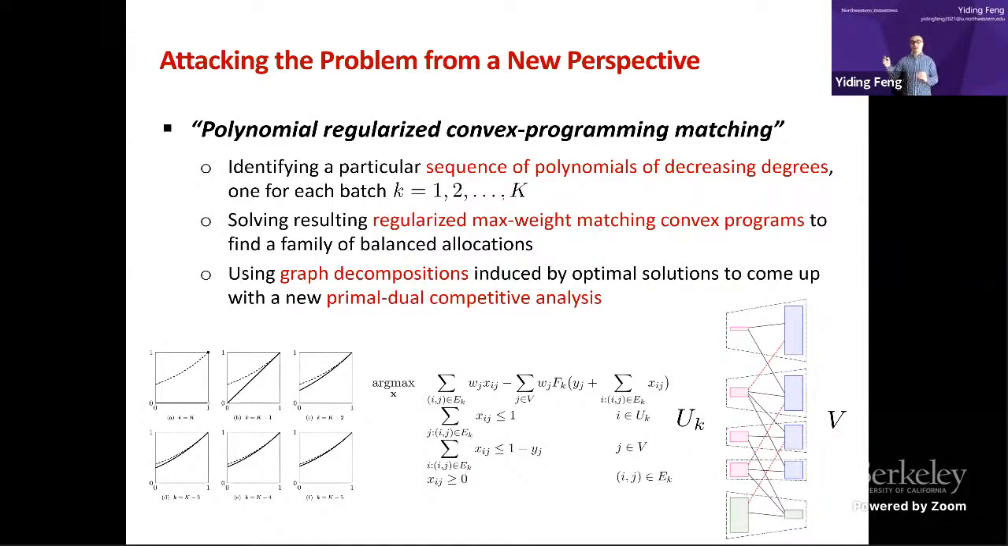Specifically, the dual assignment in those analyses can be derived as a consequence of the KKT conditions of our convex program with some specific regularizer. For example, for the balanced algorithm, which attains 1 minus 1 over e approximation, its dual assignment can be derived using our convex program, but instead of using a polynomial as the regularizer, using the exponential function.